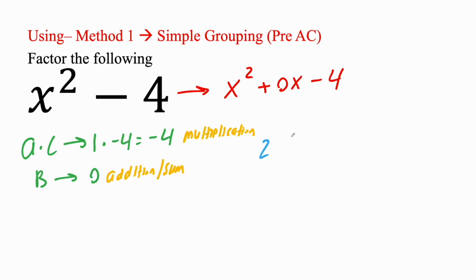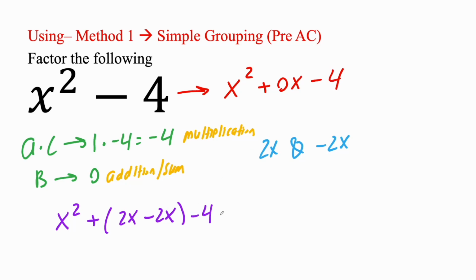That's going to be 2 and negative 2, so I'm going to say 2x and negative 2x. Now this method is called simple grouping. So what I'm going to do next is rewrite what we have. We have x squared. Here I have 0x. Instead of 0x, I'm going to change it to 2x minus 2x, which is the same thing, since 2x minus 2x is 0x. And then I'm going to keep my negative 4.